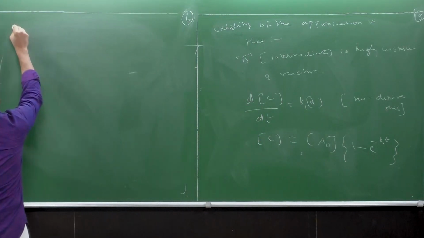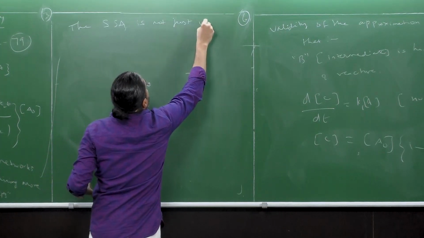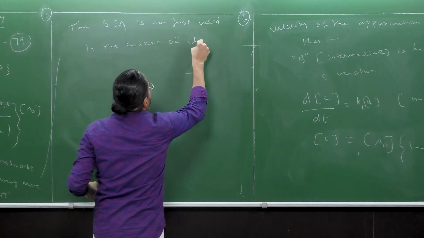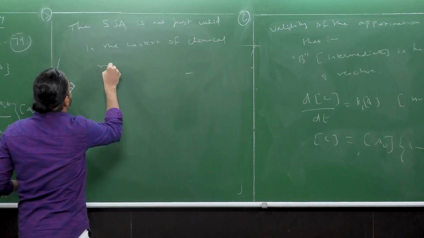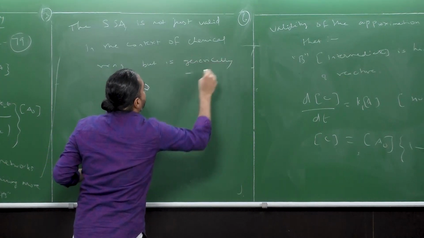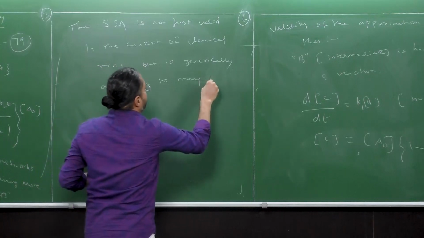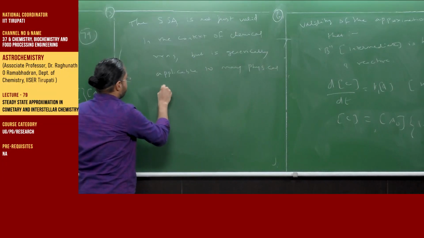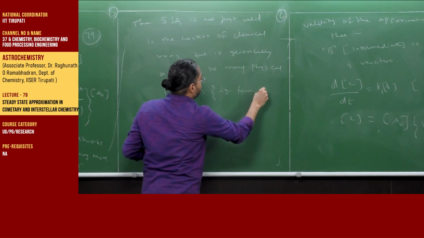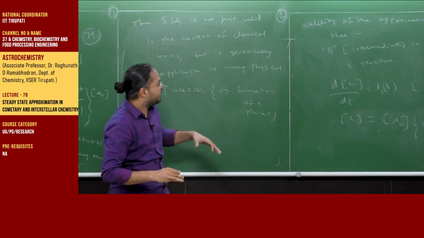The steady state approximation is not just valid in the context of chemical reactions, but is generically applicable to many physical processes such as, for example, formation of a planet. So whenever you assume LTE, that is local thermal equilibrium, you know that there's going to be some intermediate form.